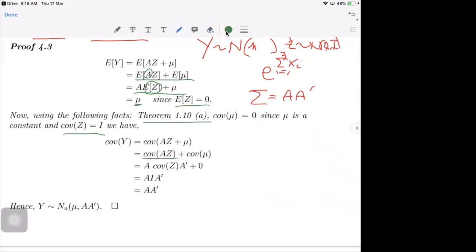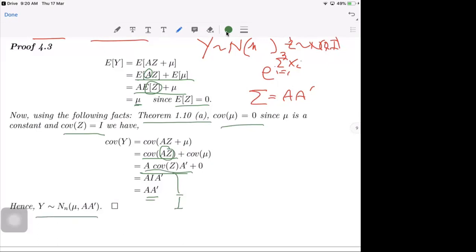So from here, we have the previous result that the covariance of this transformation pre-multiplied by a matrix A can be written in this manner. And the covariance of a constant is 0. But this is equal to I, so what we will have is AA prime.